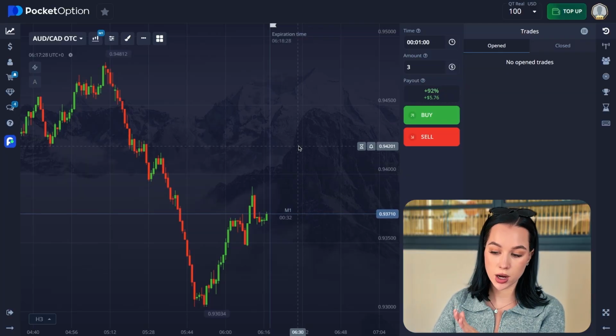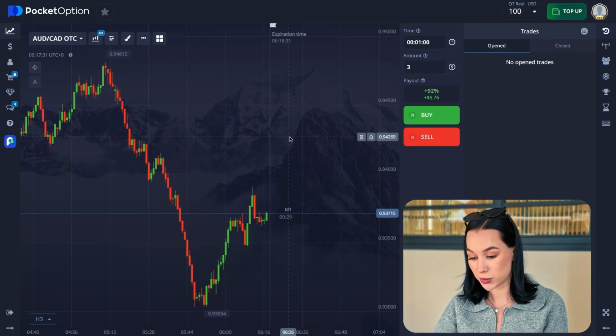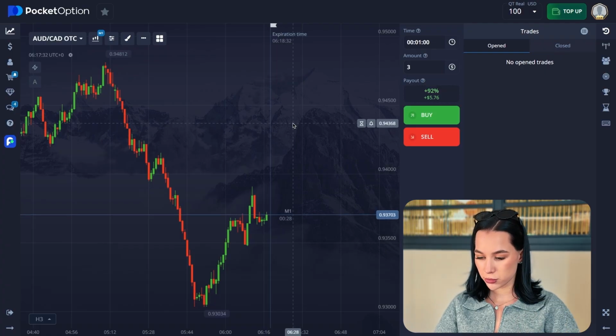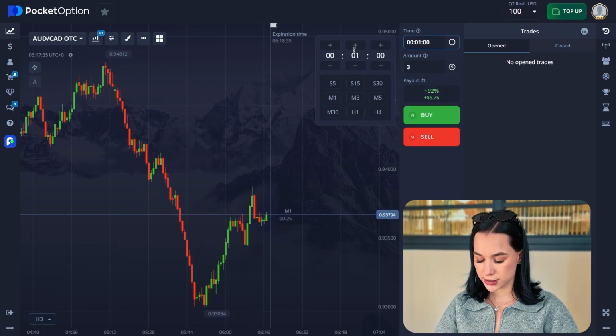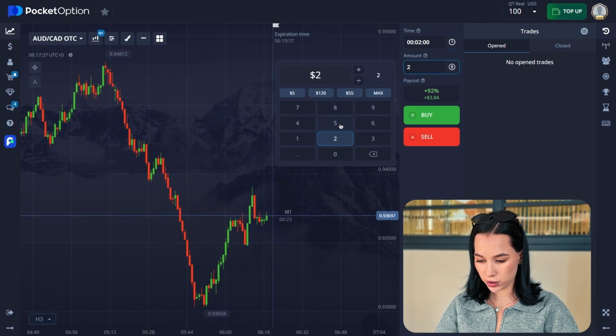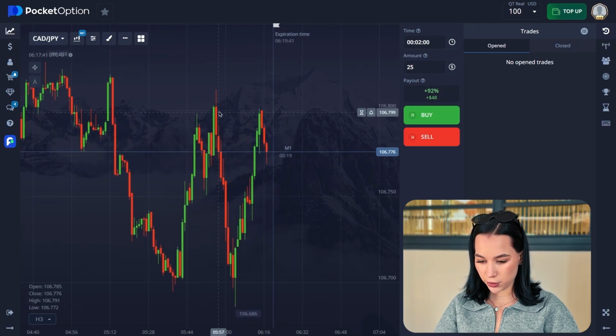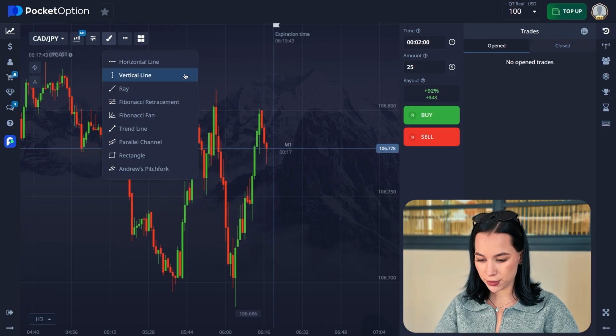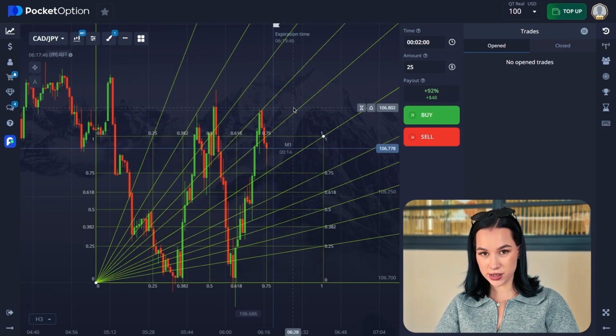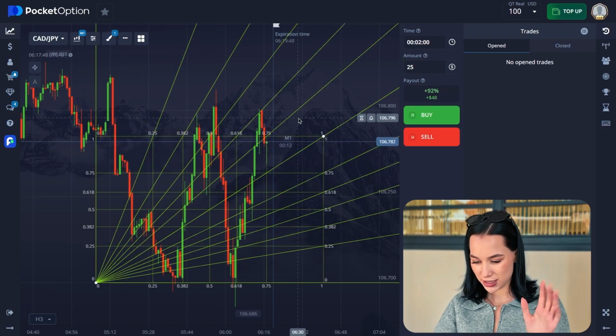For now, I just have $100 in my balance. Not that much, but that's what we're gonna work with. So yeah, first let's change our time of the expiration to 2 minutes, and the amount of money, let's do like $25 for now. Okay, this is a pretty good chart. And we go here to the instruments and click on Fibonacci Fan. Here it is. You will ask me, what is that? But I will explain it now.